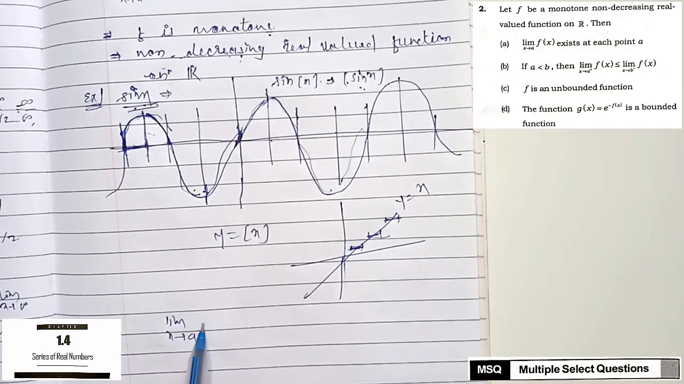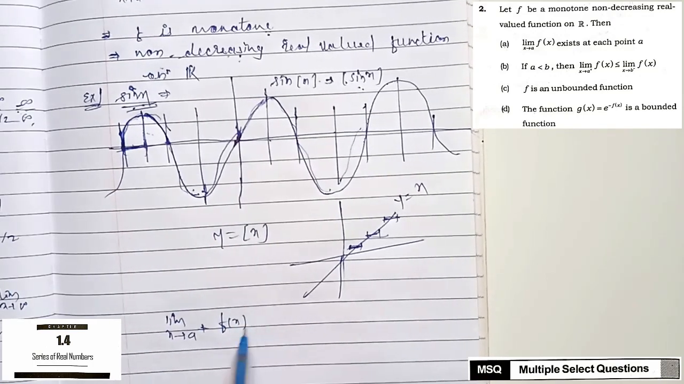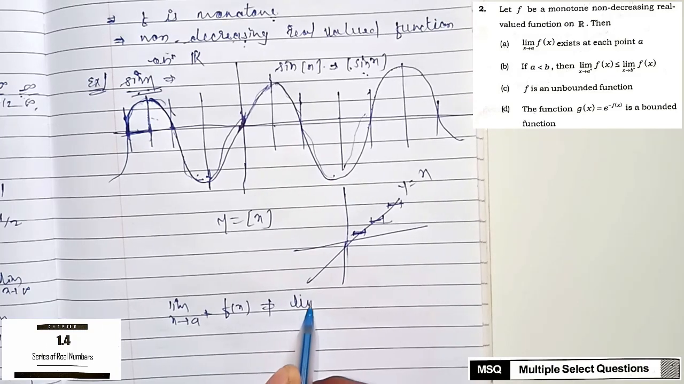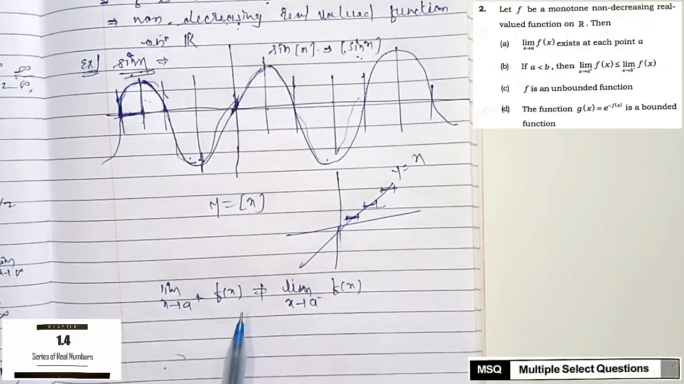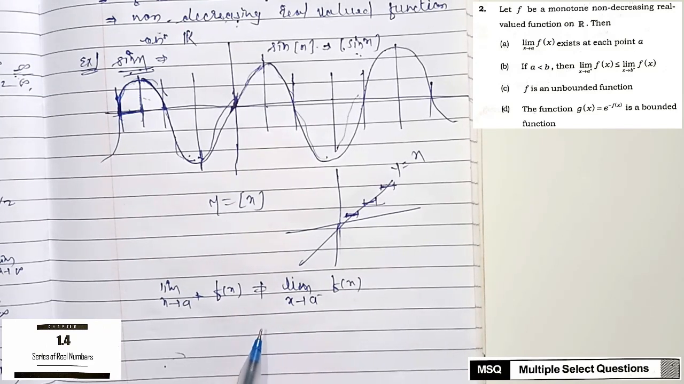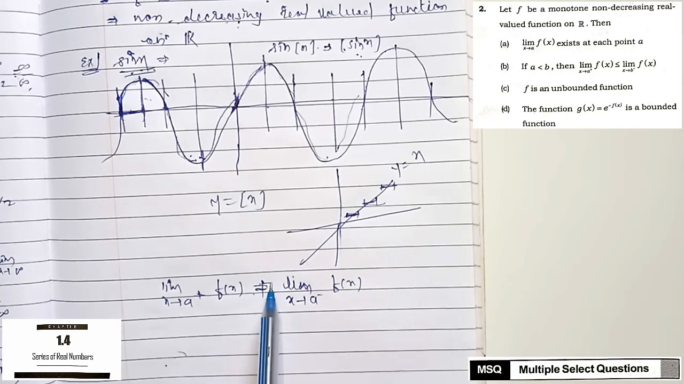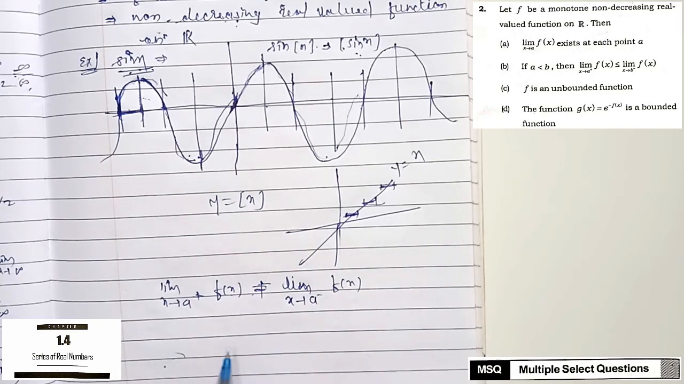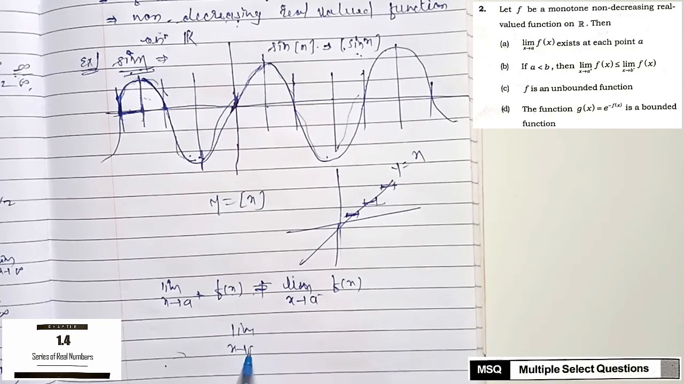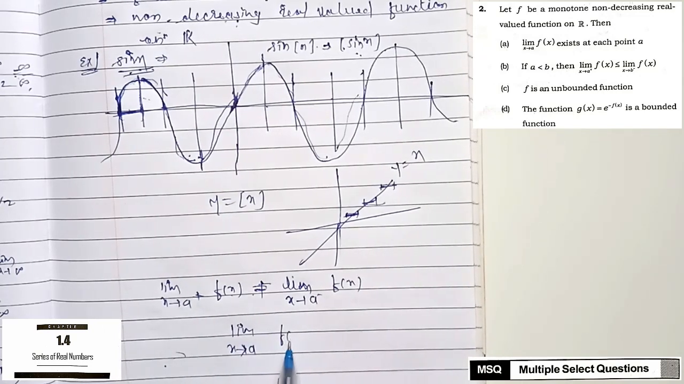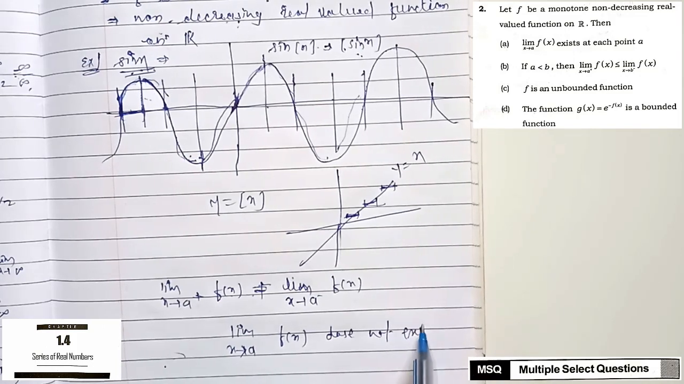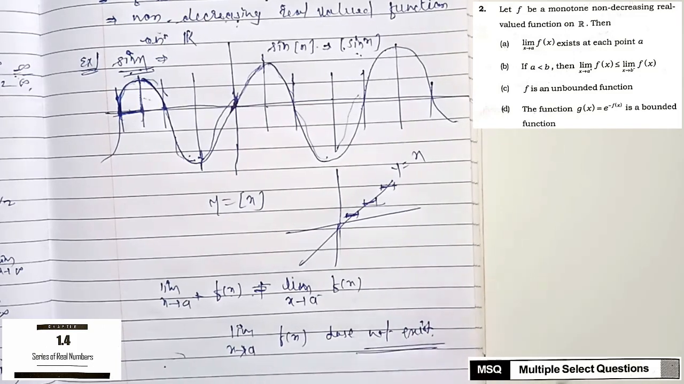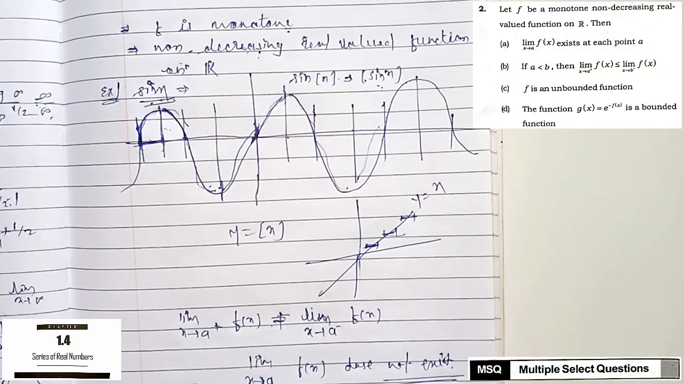x tends to a plus of f of x is not equal to the limit as x tends to a minus of f of x. So these values are never equal. The positive and negative limits are never equal, and if such a condition happens, then by the definition of a limit, we say that the limit as x tends to a of f of x does not exist. So it is a very easy question.